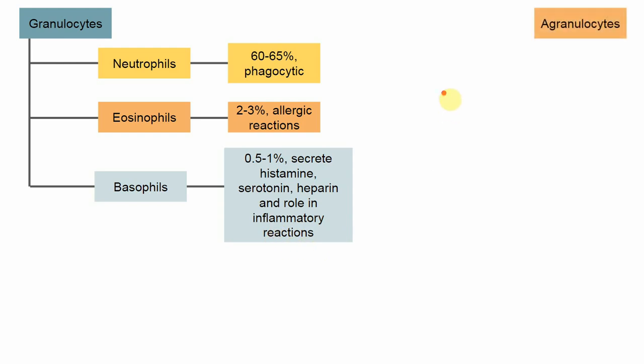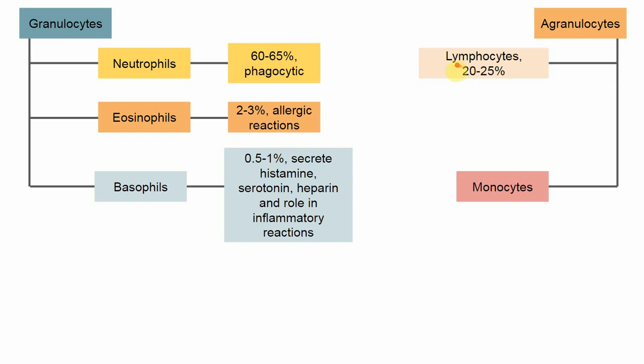So moving on, we are having agranulocytes, which you find mainly of two types. The first one is the lymphocyte, which is around 20 to 25% of the population, and one more we are having is the monocytes. So in the case of lymphocytes, you find again two types, that is the T cell and one more is the B cell. Remember, T cell is mainly involved in cell mediated immune responses, whereas B cell is mainly involved in the humoral mediated immunity or responses.